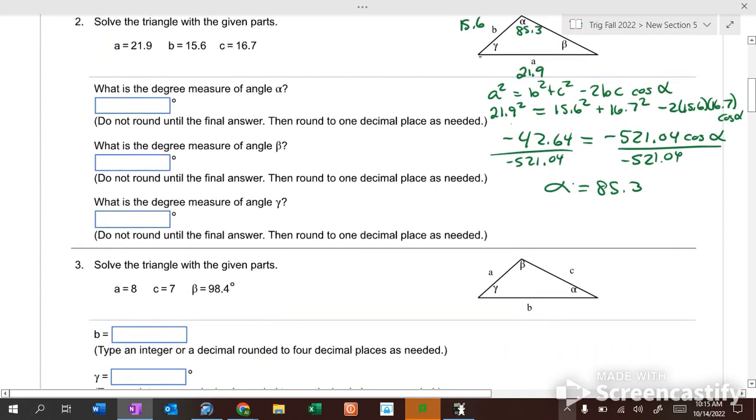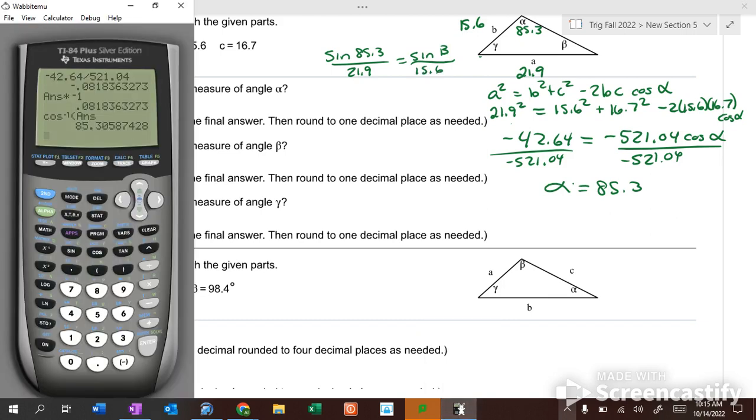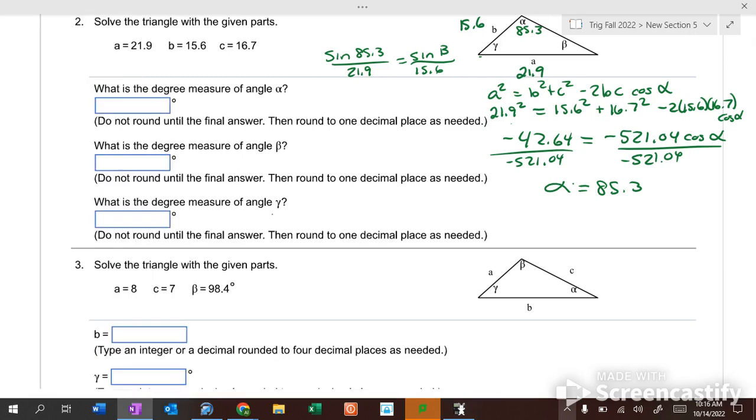And then you just do law of sines to figure out gamma or beta. So the sine of 85.3 over 21.9 equals the sine of beta over its opposite side, 15.6. So 15.6 times the sine of 85.3 and then divided by 21.9, and then second sine, second answer gives me that angle, 45.22.